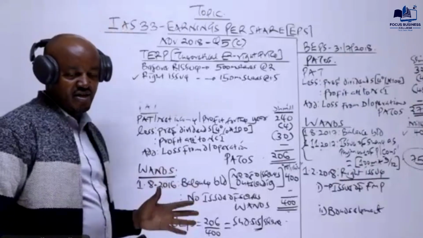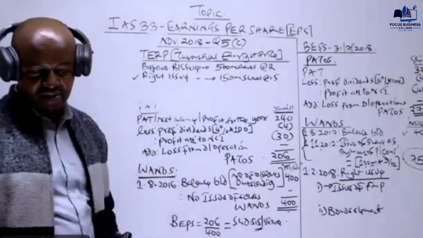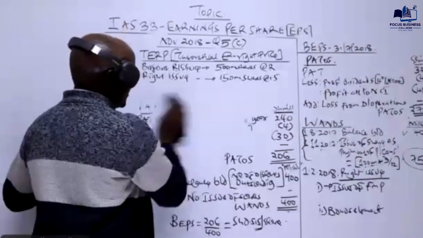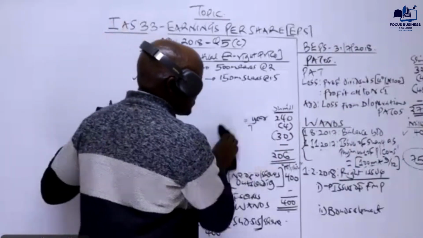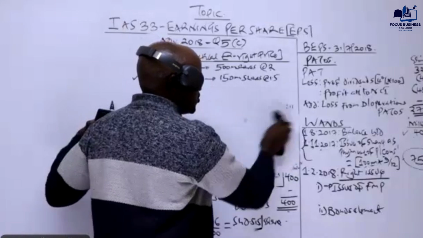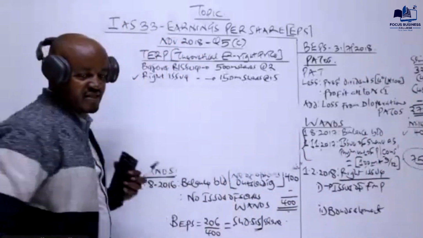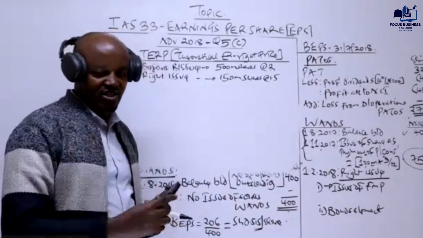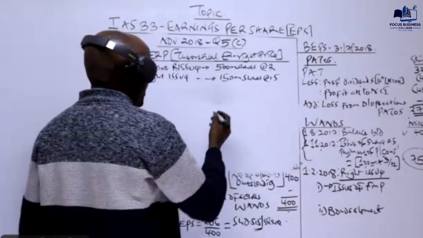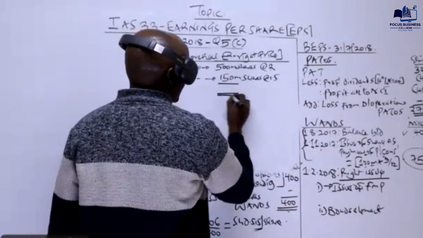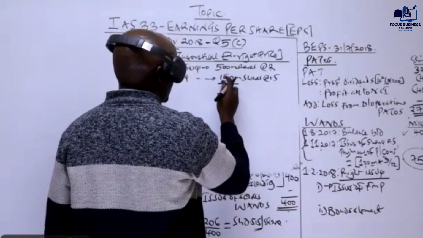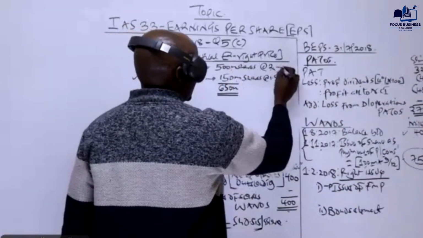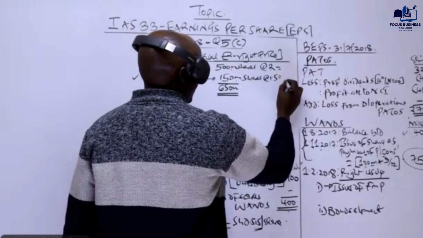If you have this, then computation of the theoretical ex-rights price becomes very simple. And remember, we have said that the theoretical ex-rights price is the expected market price per share after the rights issue. So the shares of the company on the securities exchange market will be trading at a price of what after the rights issue? How do we compute that? First of all, we determine the total shares which will be in issue after the rights issue, which will be 650 million, this plus this, and then determine the market capitalization.